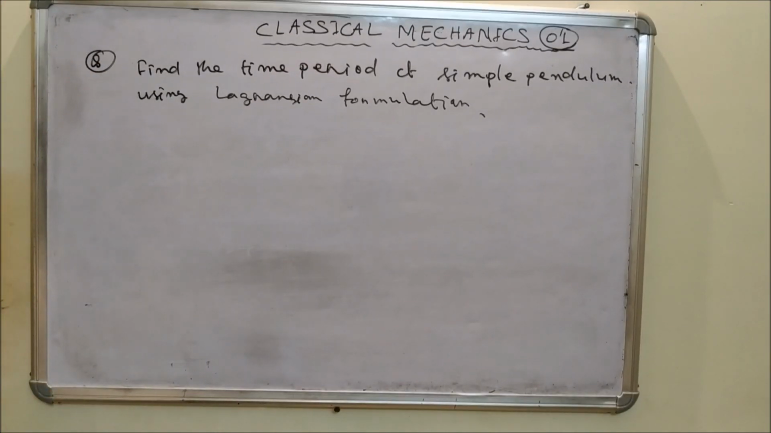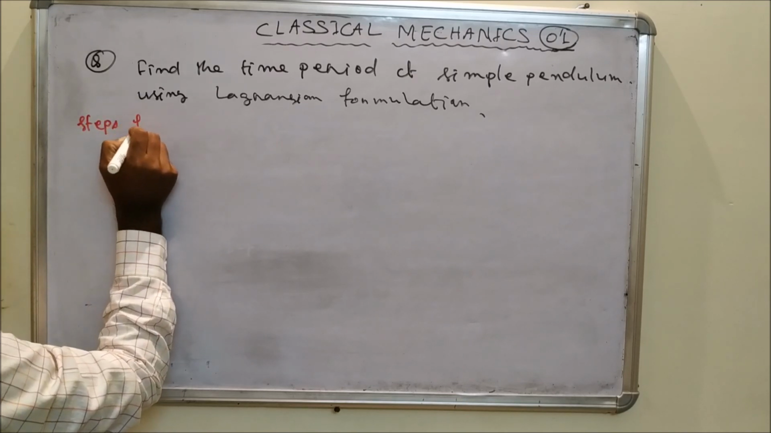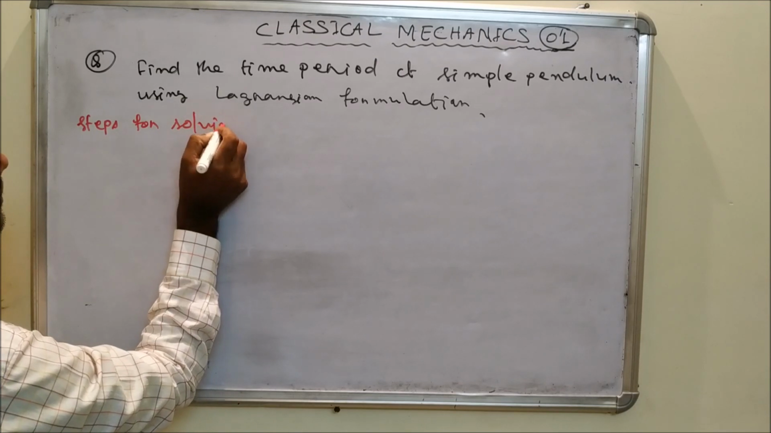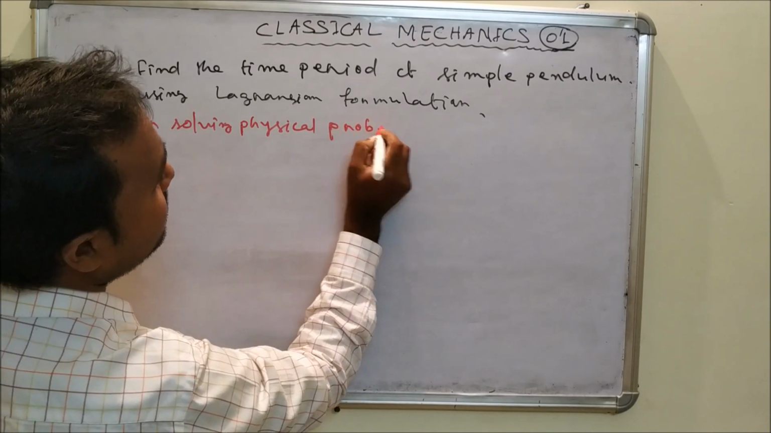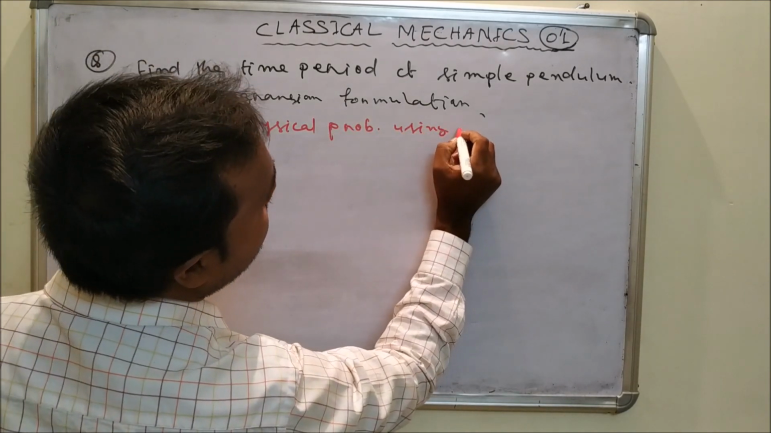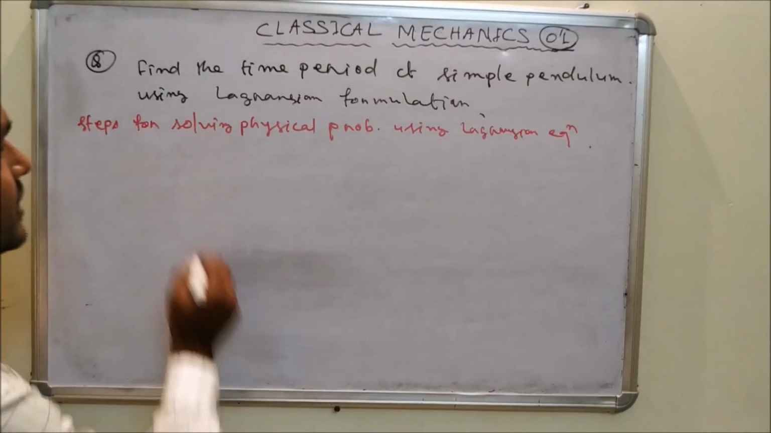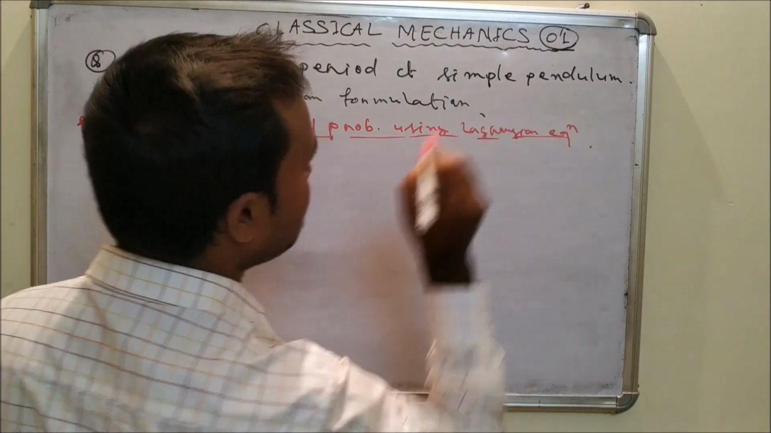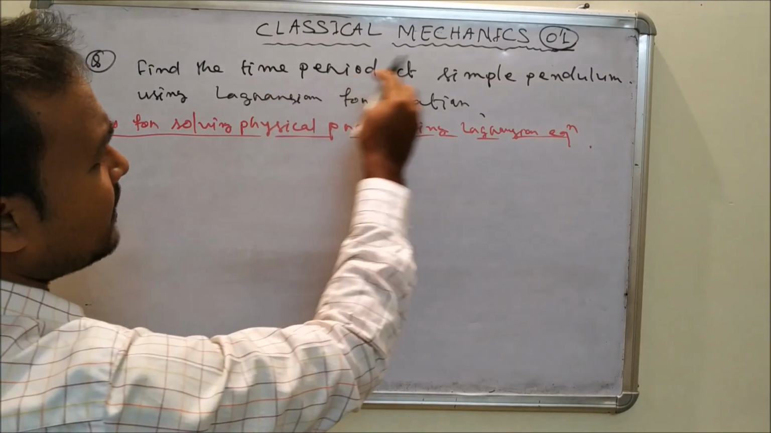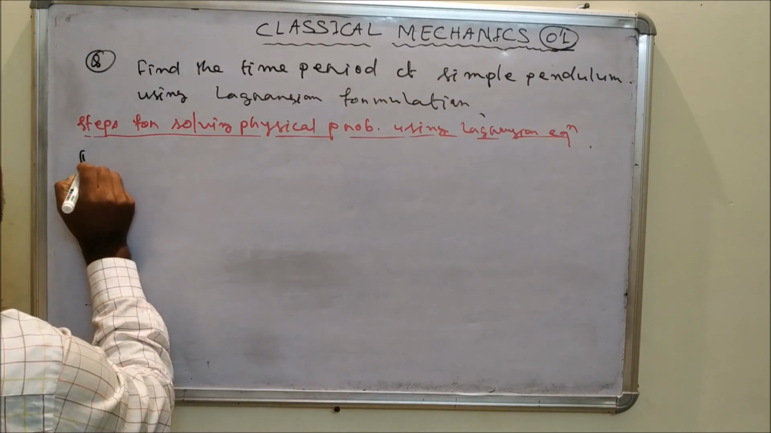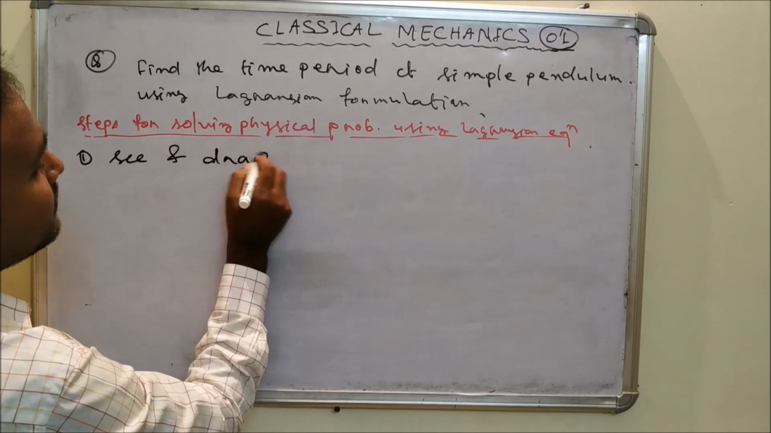So that is why I want to say these are the steps for solving a physical problem using the Lagrangian equation. These are the steps you will follow. Your first step: once you read the problem, you will see the problem, and you will draw the problem.